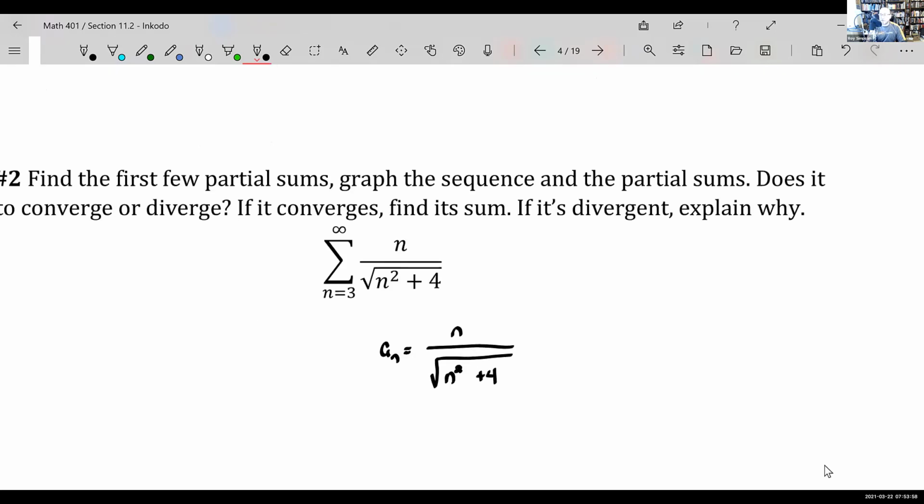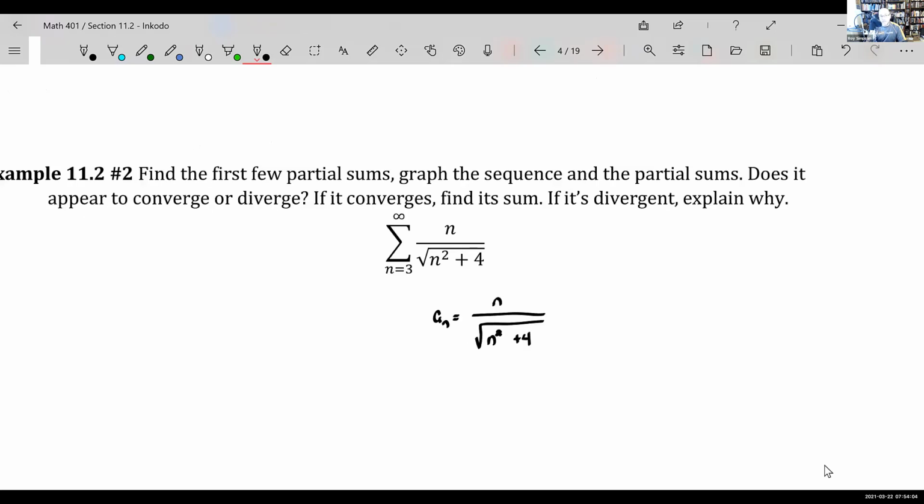And we're going to use Desmos again for that. And then we're going to make a statement. Does it appear to converge or diverge? If it converges, let's try to find its sum. Again, just as that warning, finding the sum of a series is really, really challenging. You need very special series to be able to find their sums.